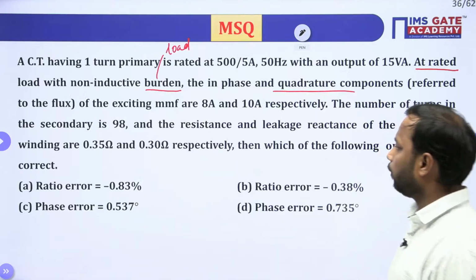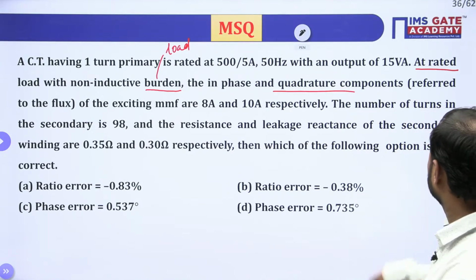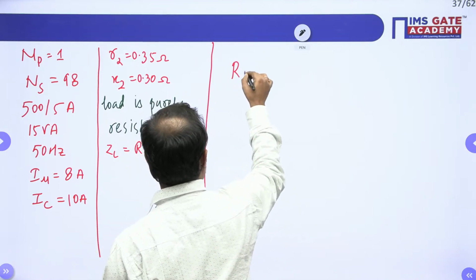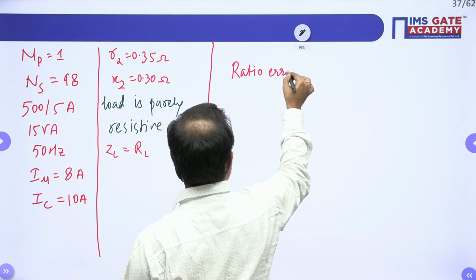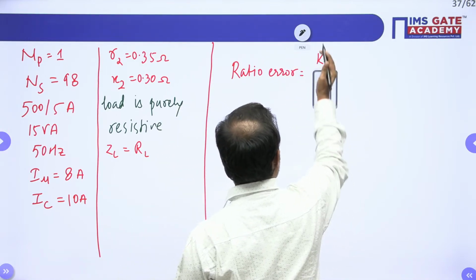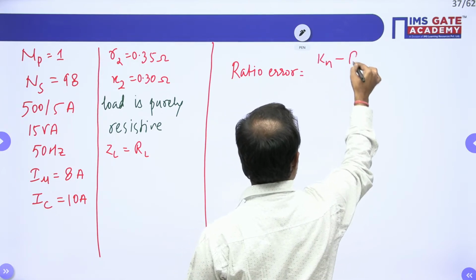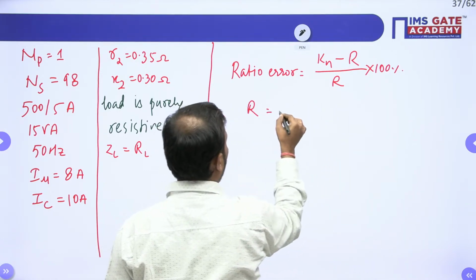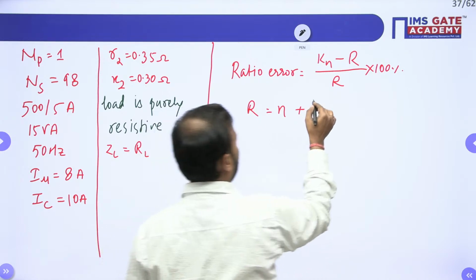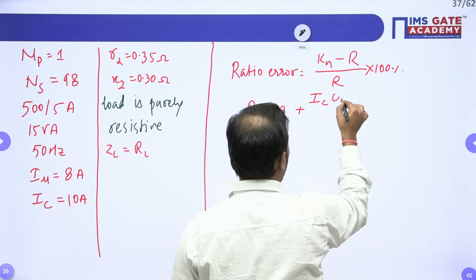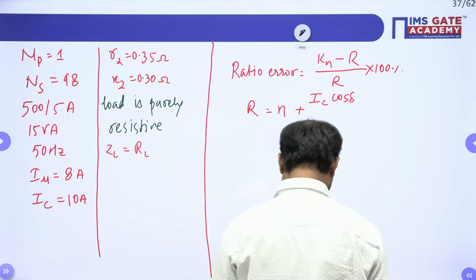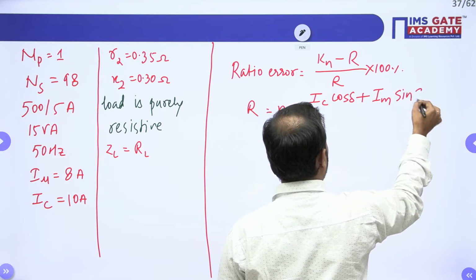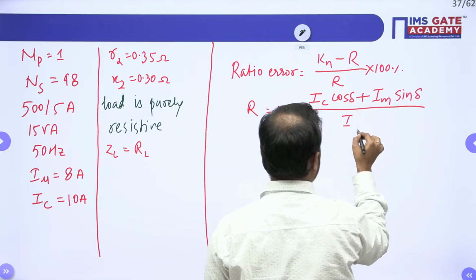What next do we have? All right. So we need to find the ratio error. Let us write the ratio error formula first. Ratio error is equal to (Kn minus R) divided by R into 100%, where R is the turns ratio n plus (Ic cos del plus Im sin del) divided by the secondary current.